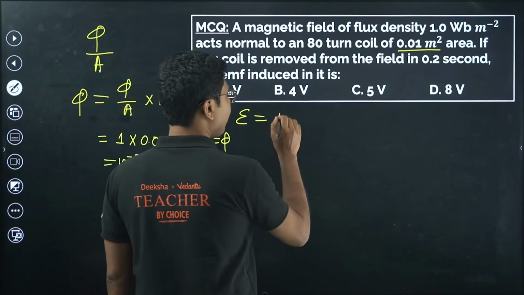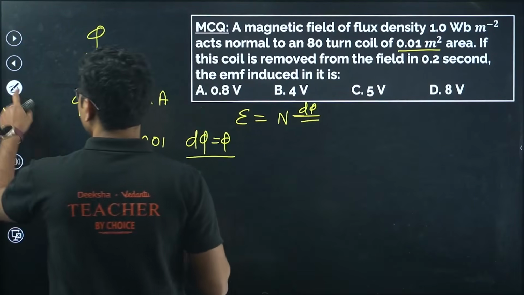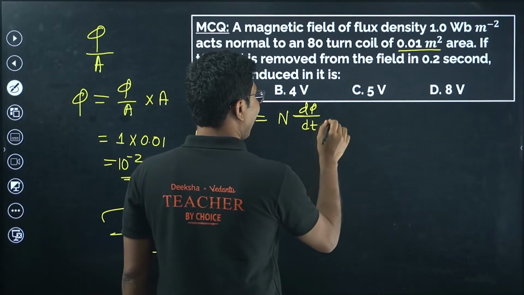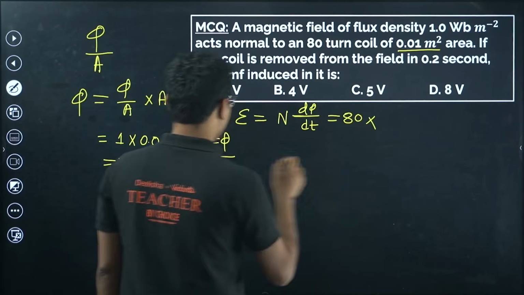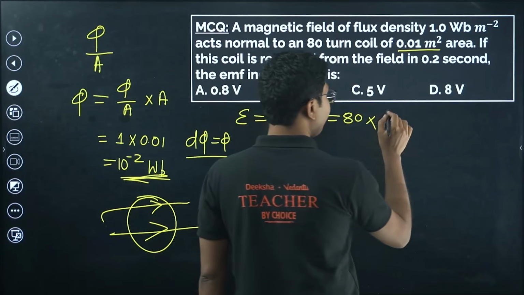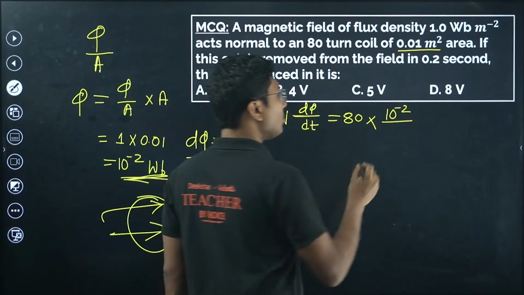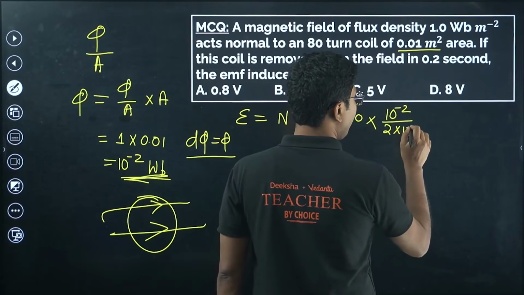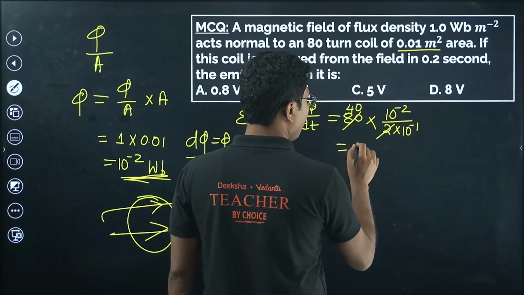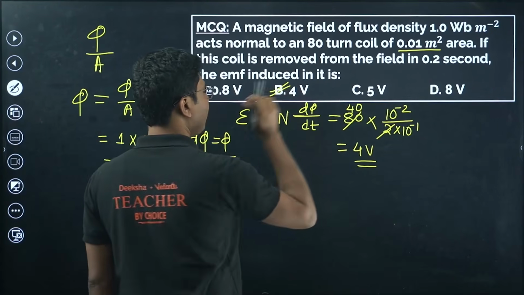Now what is the induced EMF? Induced EMF is N d phi by dt. Here dt is given as 0.2 second, N is given as 80 turns, and d phi is, initially it was 10 to the power of minus 2, final was 0. So change in flux is itself the flux, that is 10 to the power of minus 2, and dt is 0.2, which means 2 into 10 to the power of minus 1. So you multiply, you get 40 and you get 4 volt. So the induced EMF here is 4 volt. The correct answer is option B.